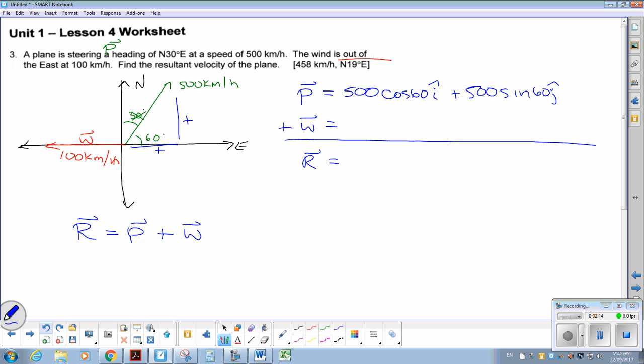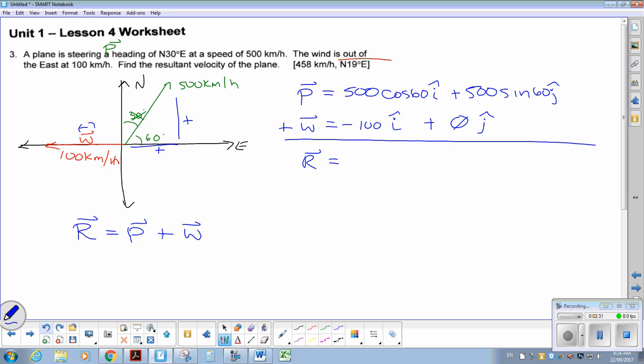The wind has a negative x component, so it'll be negative 100. You can do cos 0, but it's going to be just negative 100i plus 0j. You can use the angle zeros in there and get the same solution.